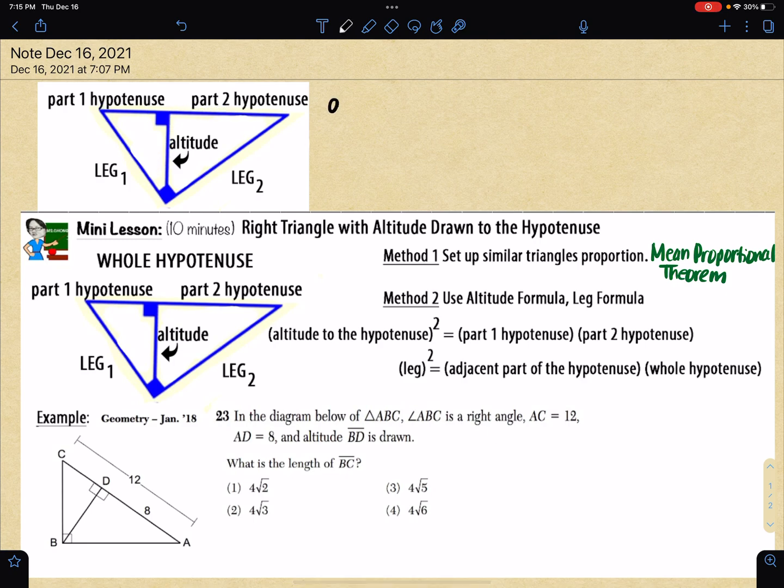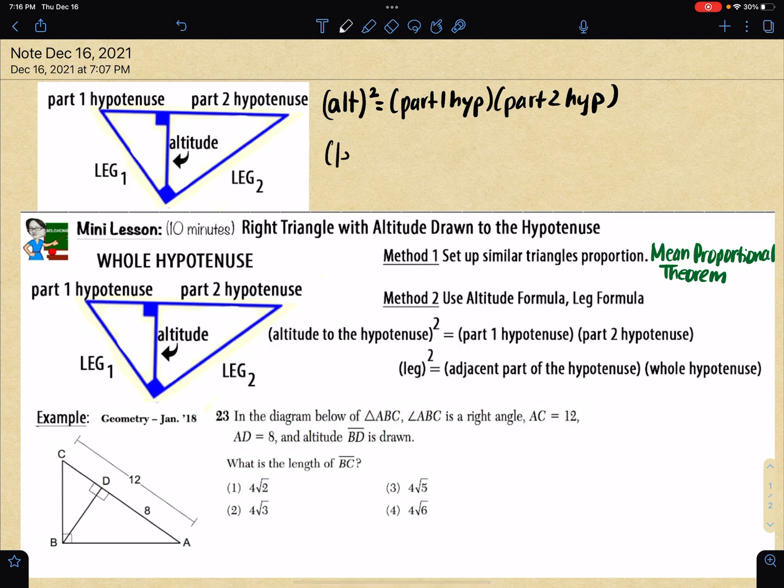Therefore, the altitude formula is altitude squared is part 1 of the hypotenuse times part 2 of the hypotenuse. Once again, the altitude leads to two parts of the hypotenuse. So altitude squared is part 1 hypotenuse times part 2 hypotenuse.